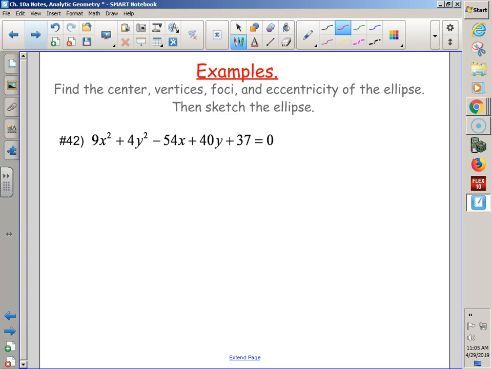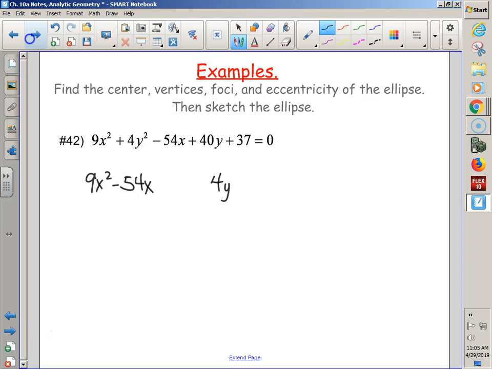Oh, you guys think? X is here, Y is there. Okay, let's organize stuff. So, X stuff: 9x squared, and the 50 minus, good. Carry the minus, the subtraction. Minus 54x. The Y stuff.